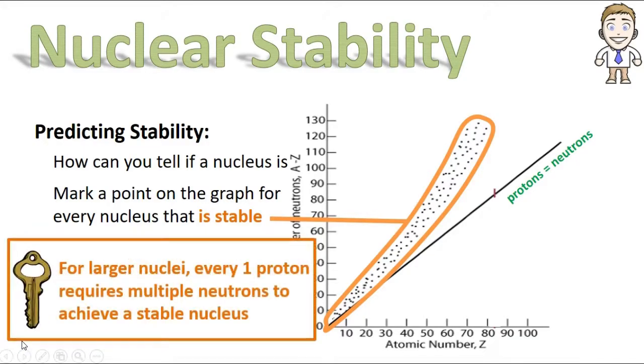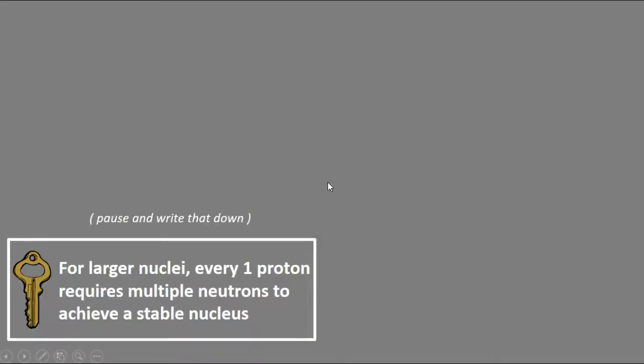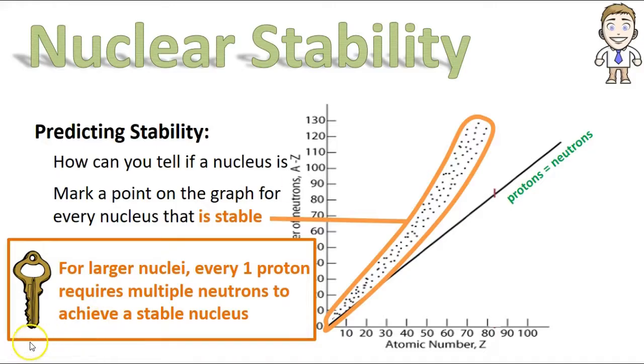What you're seeing here is that for much larger nuclei, for every 1 proton, it actually requires many other neutrons to achieve a stable nucleus. If we took, say, 60 protons, for example, and you follow it up to where one of its stable nuclei would be, it's not 60 neutrons, it's upward around 80 to 100 neutrons to achieve stability. So that's how the trend changes for larger nuclei.